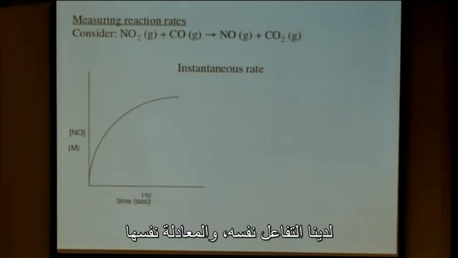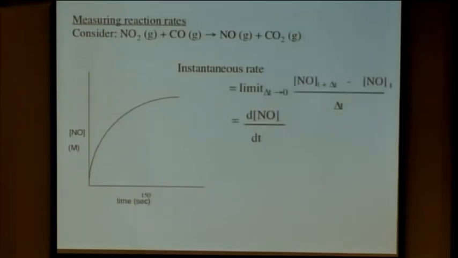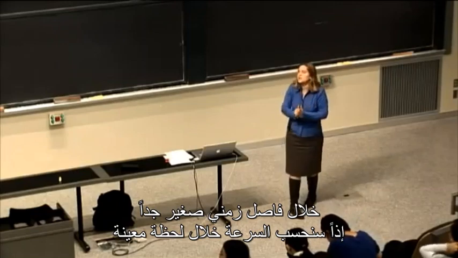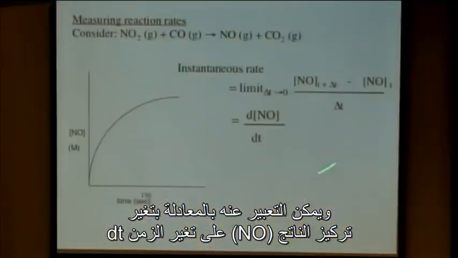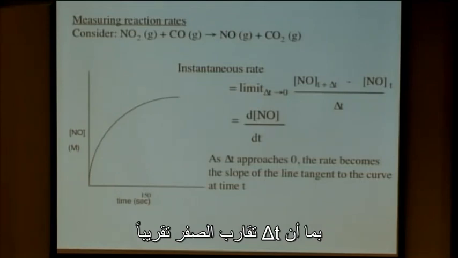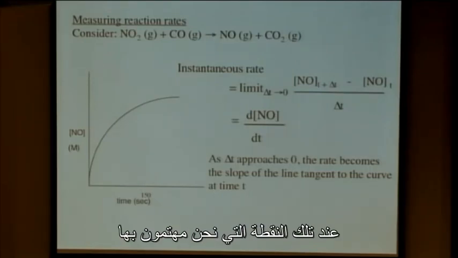So we have the same reaction, same plot, but now we're going to be considering, instead of the average rate, the rate at the limit when your time interval is going to 0. At a very small time interval, so the rate at a particular instant. And so this can be expressed as d times the concentration of a product, NO, over dt. So as delta t approaches 0, the rate becomes the slope of the line tangent to the particular time point that you're interested in.